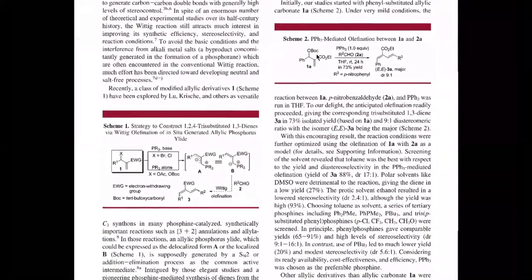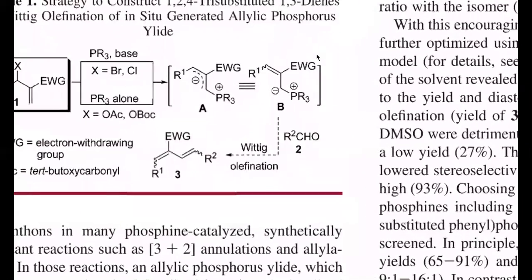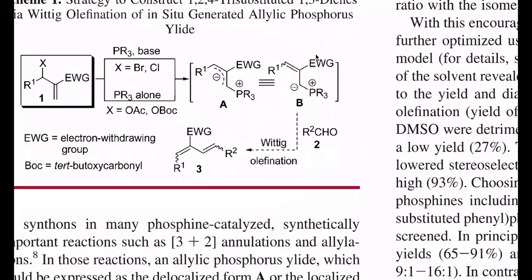rationale, right, for the proposed mechanism behind what happens. We talked about the Wittig reaction, and we know that the Wittig reaction requires an ylide, right? It goes through an ylide. And so the question is, how does this go? How is this ylide formed here, right?